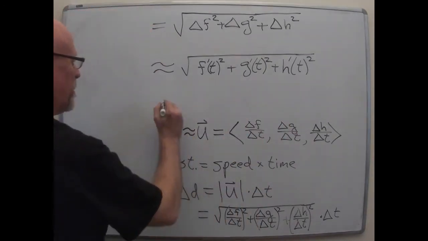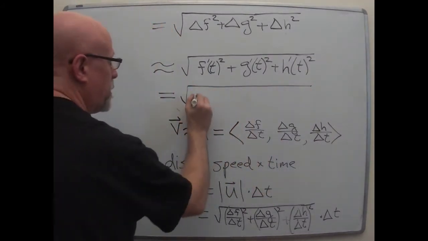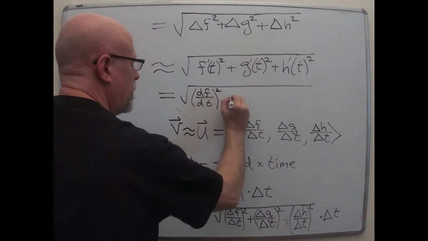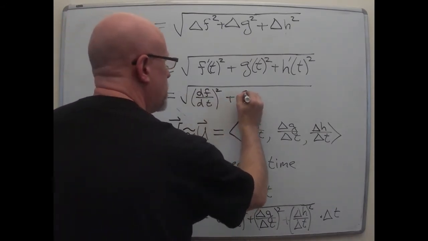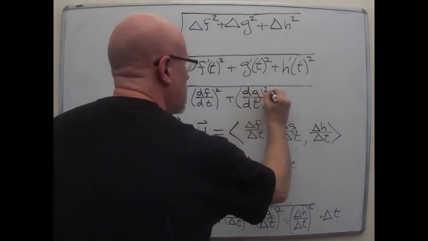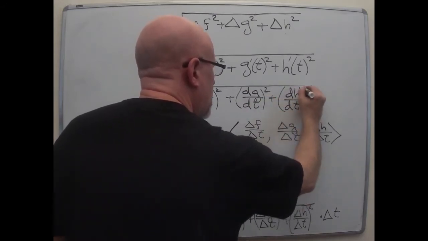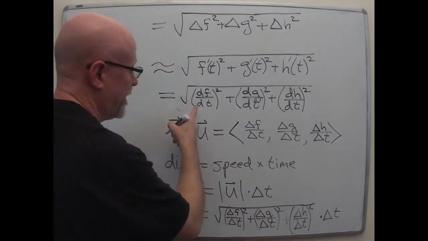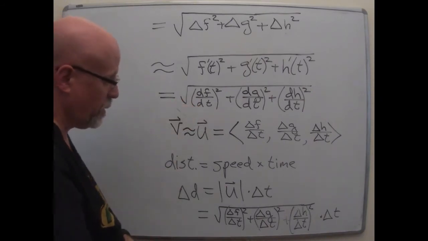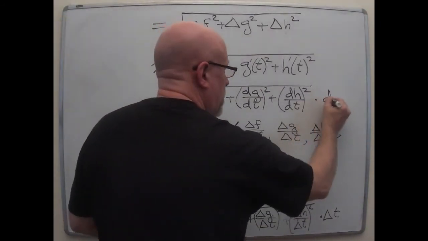Okay, one more thing to do, I guess, to show you. This is exactly equal to, changing these to Leibniz notation, df/dt squared, dg/dt squared, and the other one is dh/dt squared. And so maybe you see it now. This is really the same as what was down here. The deltas have turned into d's, but this is moving to the limit where the delta t is actually vanishingly small. And we do need the dt on the end here.